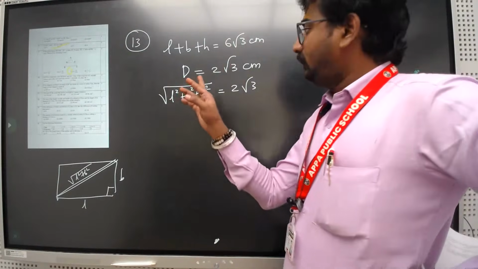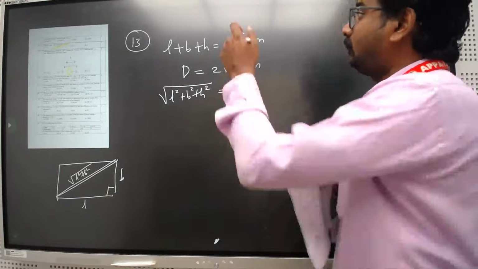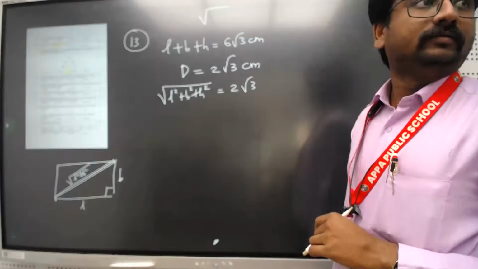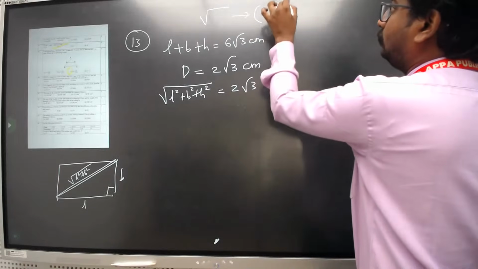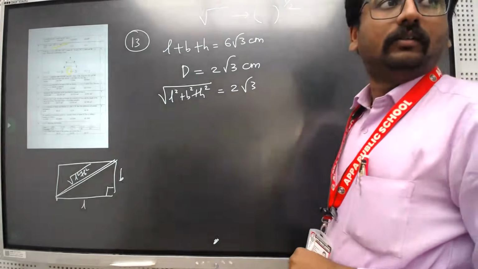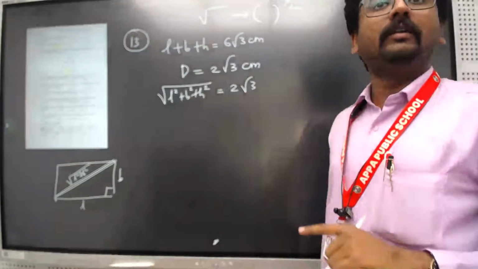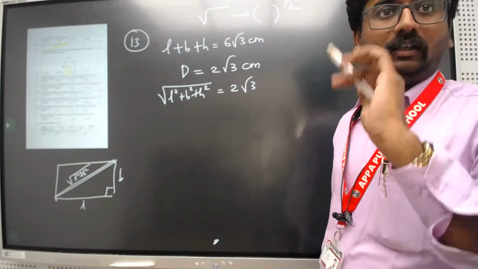Law of exponents. A root is called a radical sign. You will write it as to the power 1 by 2. When powers are shifted, they become reciprocal. That method is also there.